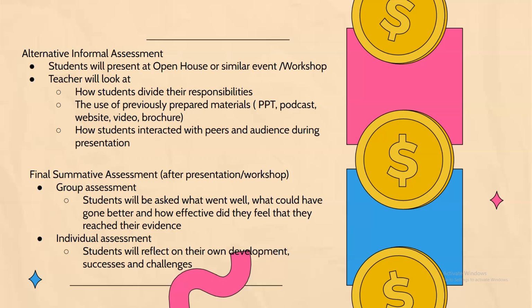during their presentation. There's going to be 2 final summative assessments, one group and one individual, and this will be done after their workshop. For the group assessment, students will be asked what they think went well during the presentation, what could have gone better, and how effective they felt they were at reaching their goals. Individual assessment, students will reflect on their own development, successes, and challenges.